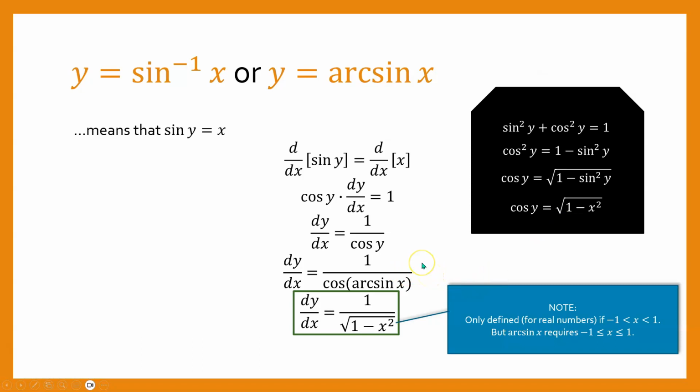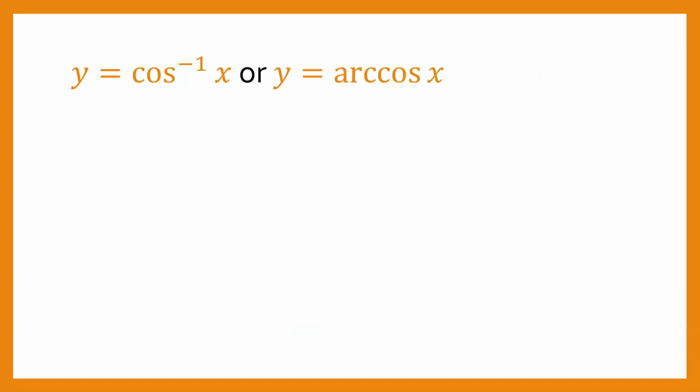The only real thing we have to watch out for is right at the ends of that interval. If x was equal to negative 1 or positive 1, then the arc sine would be defined, but this derivative would not be defined. But as long as we're strictly between negative 1 and 1, the arc sine function itself is defined, and its derivative is well defined. Okay, so that's the arc sine function.